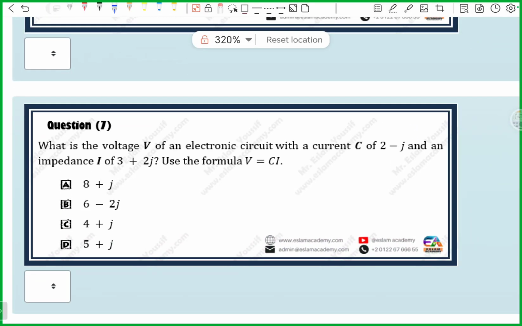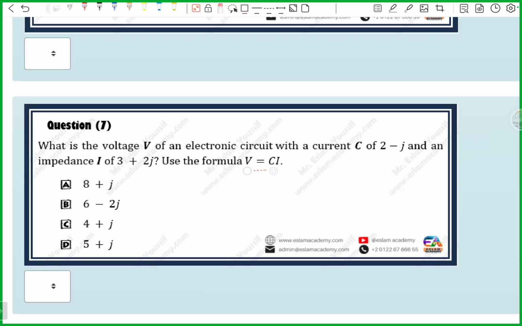Okay. Yes, j is the same as i. In the voltage equation, j and i have the same meaning. There is no difference between them. So this question is written as 2 minus j, and this one is 3 plus 2j. Instead of i there is j, no difference between them.